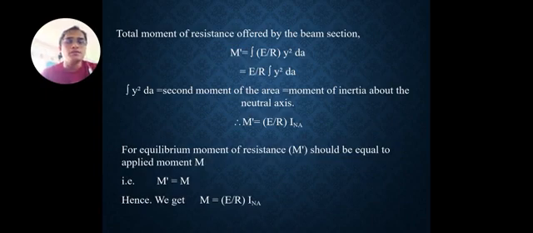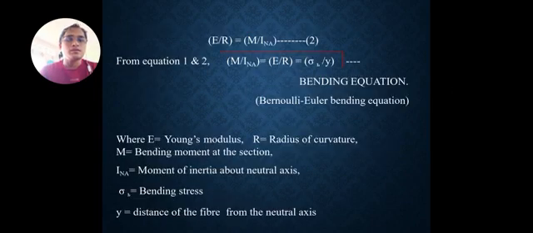Therefore, M prime is equal to E over R times I about the neutral axis. For equilibrium, the moment of resistance M prime should be equal to the applied moment M. So M prime is equal to M. Hence we get M is equal to E over R times I about the neutral axis. So for equations 1 and 2, let us combine them.